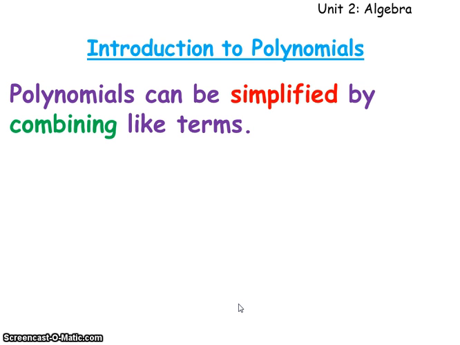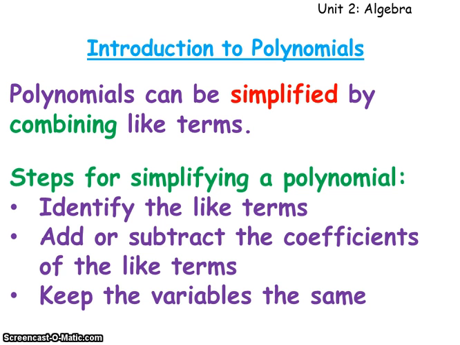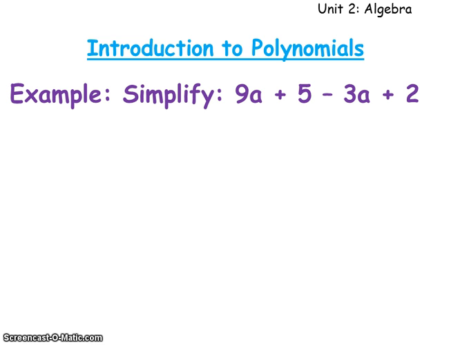Okay, so we can simplify these polynomials by combining the like terms. So we're going to identify the like terms just like we did in those examples. We add or subtract the numbers, and we don't touch the variables. The variables remain the same. So what does that look like?